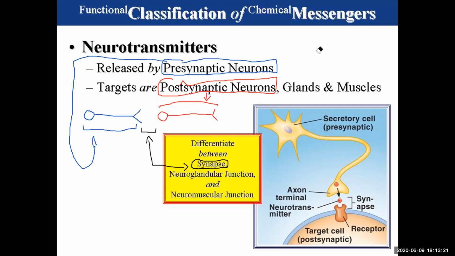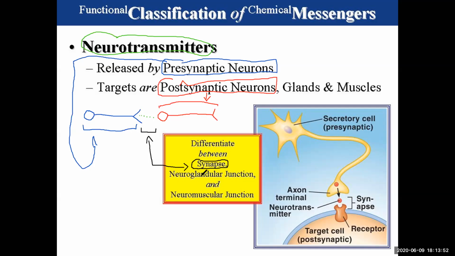So I'm going to do green here. So the chemical messengers are released. So each green dot is a neurotransmitter. So that's signaling, chemical signaling between neurons. So microscopic space between two neurons is called a synapse.